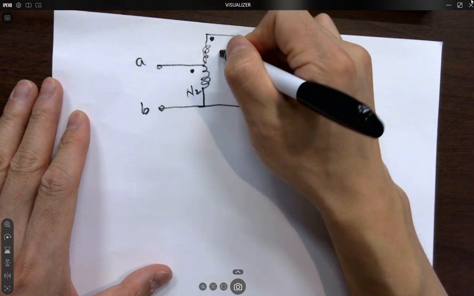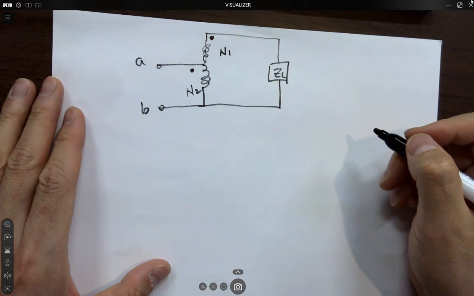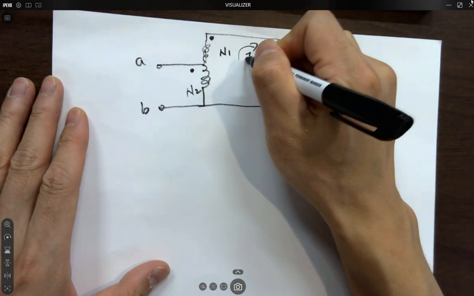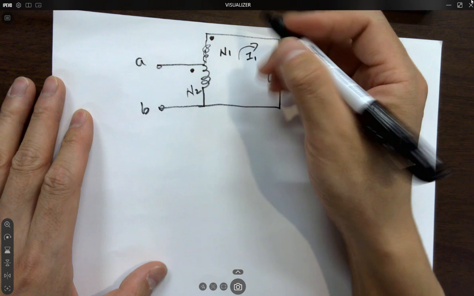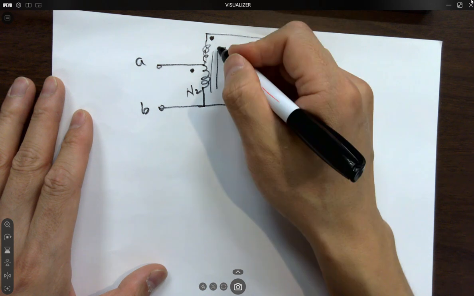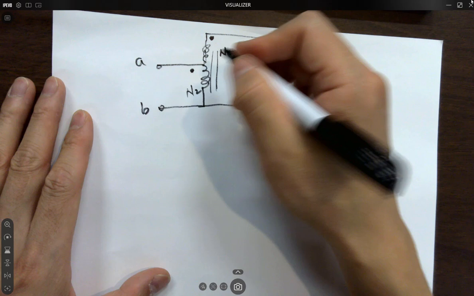N2, N1. You can try that kind of experiment with your kids in the future. So fun to play with.